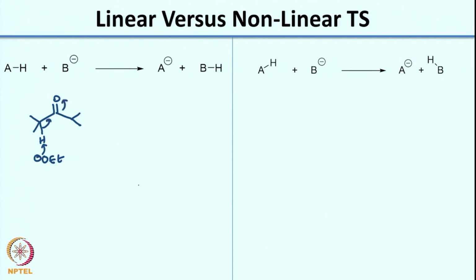Now when you write the transition state for this, the transition state can be written like this. And of course then you have whatever R group attached to it. And then let us not bother about this either, let us draw the rest of the molecule. So you have your delta minus, delta minus. So this is what your transition state would look like.